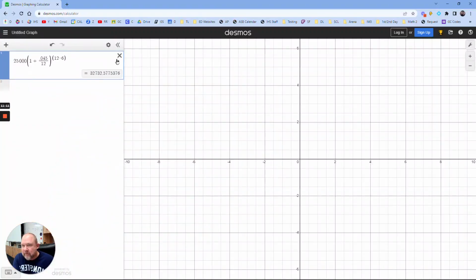Come back to Desmos. 4,000, 1 plus 0.039 divided by 2 to the exponent 2 times 12. So it's $6,358.